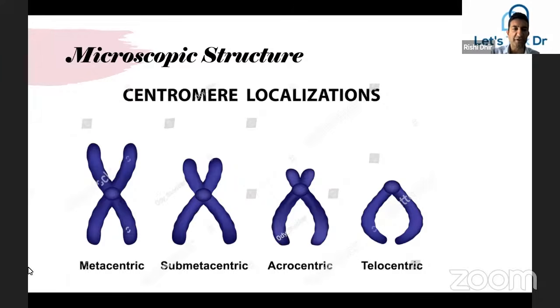So metacentric means it's roughly in the middle. So the P arm and Q arm are roughly the same length. Submetacentric means that the P and Q arms are of different lengths. Acrocentric means that the centromere is virtually at one end, so you have very small P arms and much longer Q arms. And the telocentric is where it is completely at one end. So there's no P arm and only a Q arm.